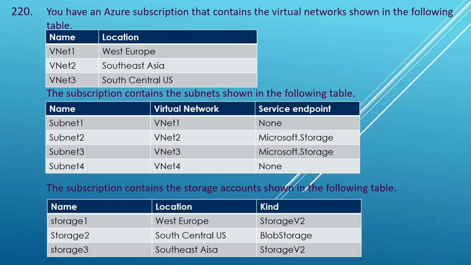Next question. You have an Azure subscription that contains the virtual network shown in the following table. You have 3 virtual networks with the names VNet1, VNet2, and VNet3. VNet1 is hosted in the West Europe location.